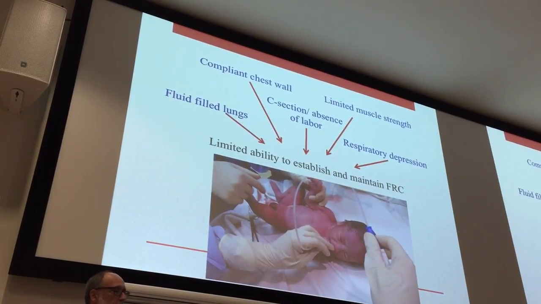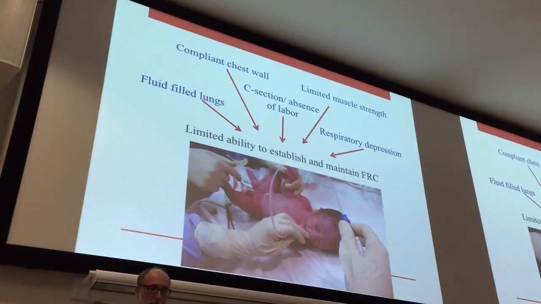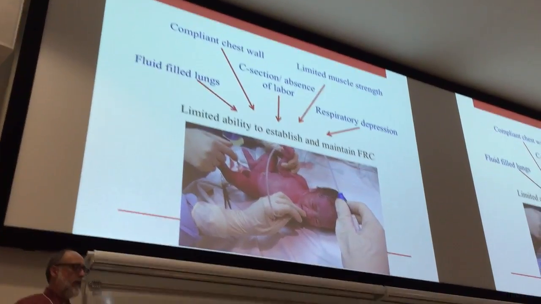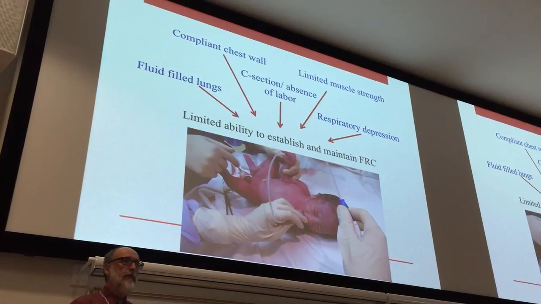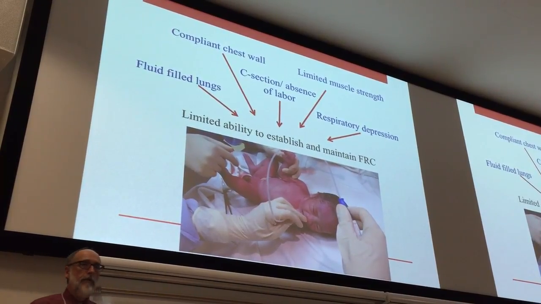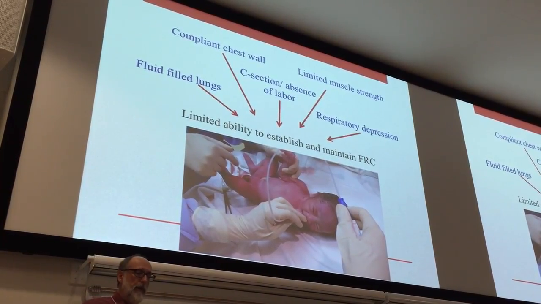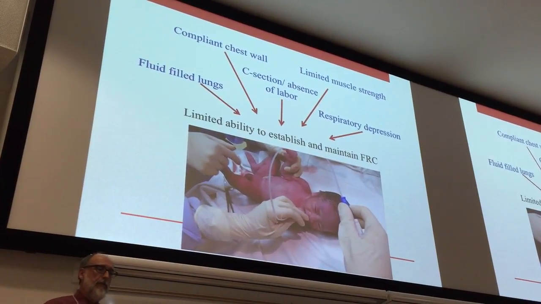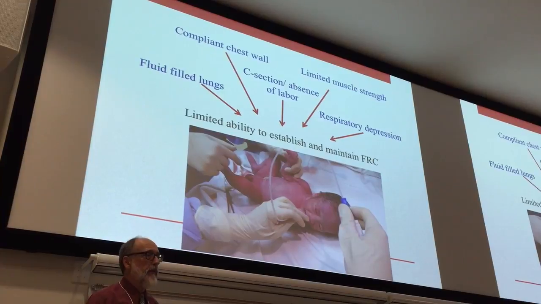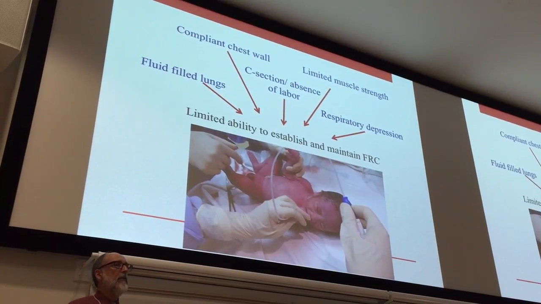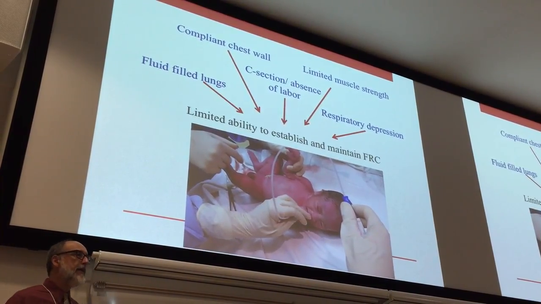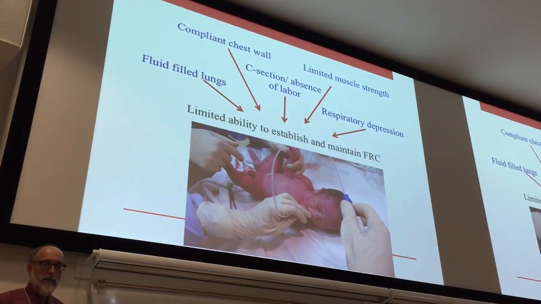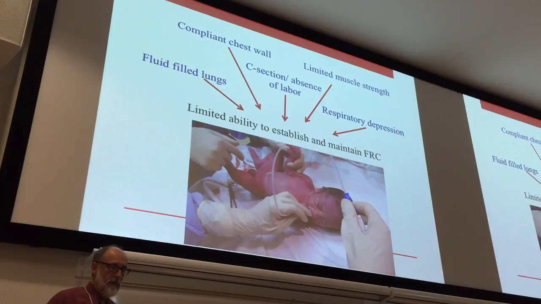And of course, this is sort of more of a visual display of some of what I just mentioned. These babies are in trouble right out the chute in the delivery room because of these same problems. The lungs are filled with fluid, most of them born by cesarean. They may be a little depressed, they have limited muscle strength and endurance, excessively confined chest wall, the things we talked about. So they have a difficult time both clearing lung fluid and establishing and maintaining FRC. So we need to deal with those issues.